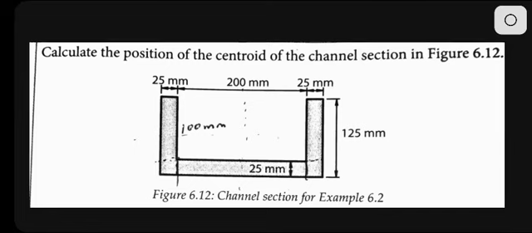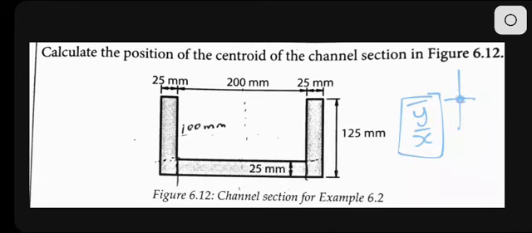Guys, we're given this typical question. It says: calculate the position of the centroid of the channel section in figure 6.12. This is what we are given. So we have to calculate the position of the centroid. We want y bar and x bar. The centroid occurs where these two will intersect.